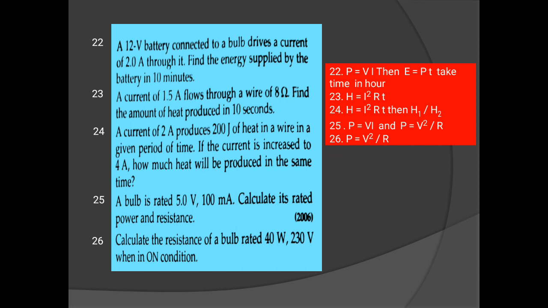Question 26. Calculate the resistance of a bulb rated 40 watt 220 volt when it is in on condition. Use P equal to V square by R. You can find the value of resistance by the given data, 40 watt and 220 volt. So you will have to find the resistance. P equal to V square by R and R equal to V square by P. V is given, P is also given.